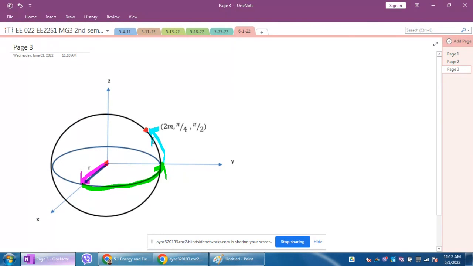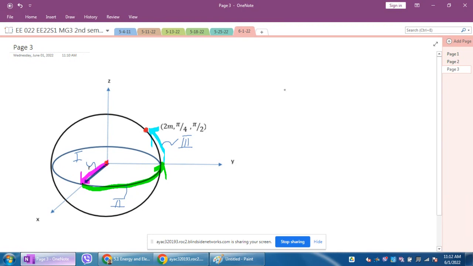Yan. So, tatlong kulay. Violet, green, and blue. Yun po yung tatlong path na dadaanan natin. So, path number 1, path number 2, ito po yung path number 1, ito po yung path number 2, ito po yung path number 3. Yan. So, path number 1 is along the radius. Path number 2 is along P, angle P. And then path number 3 is along theta.